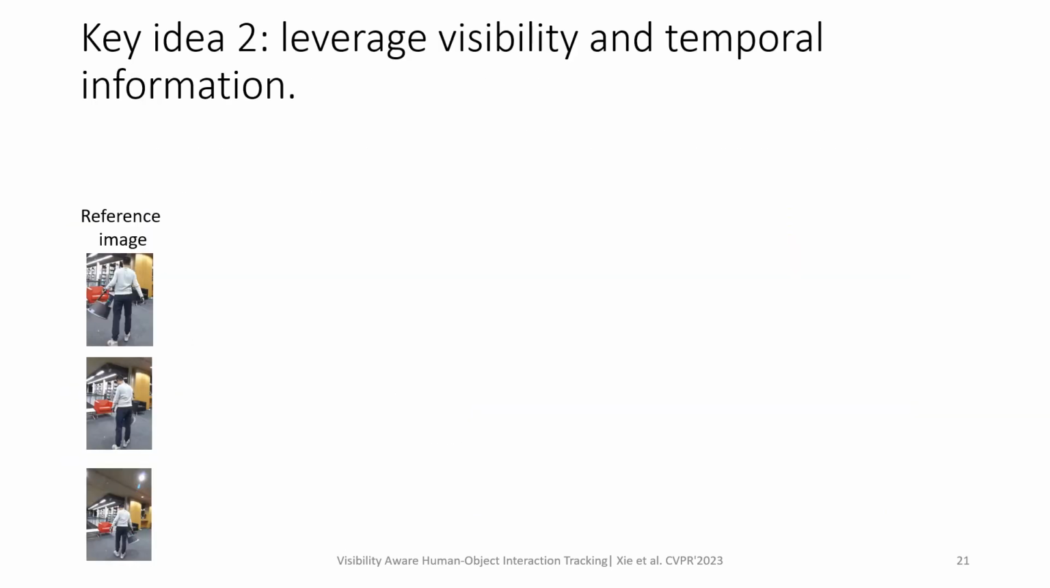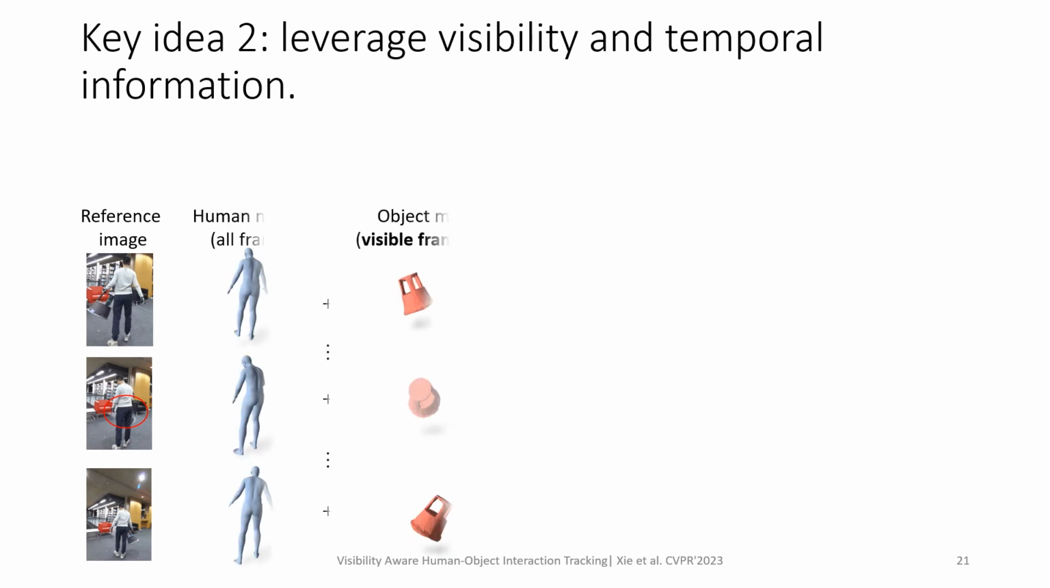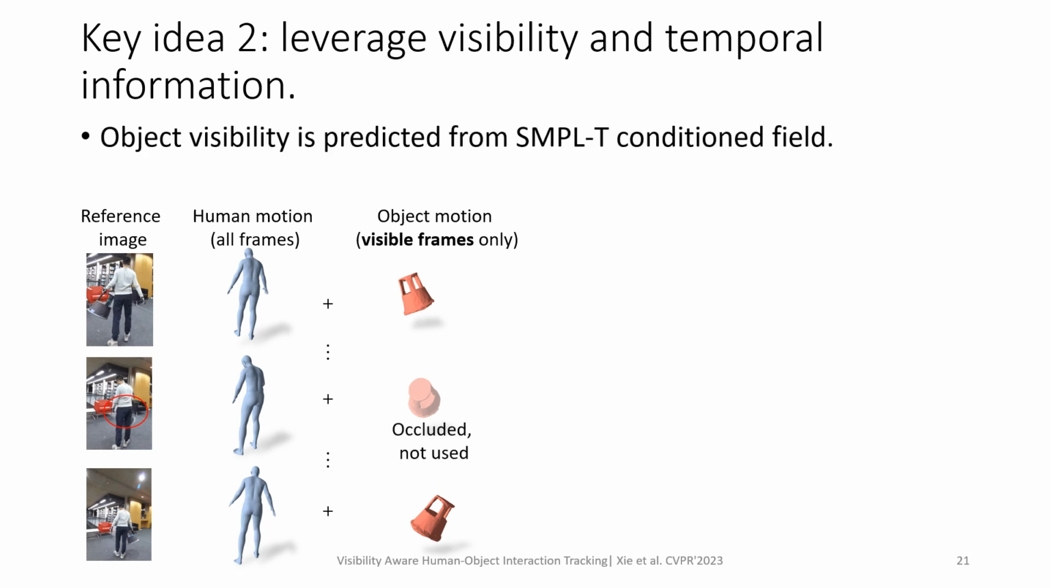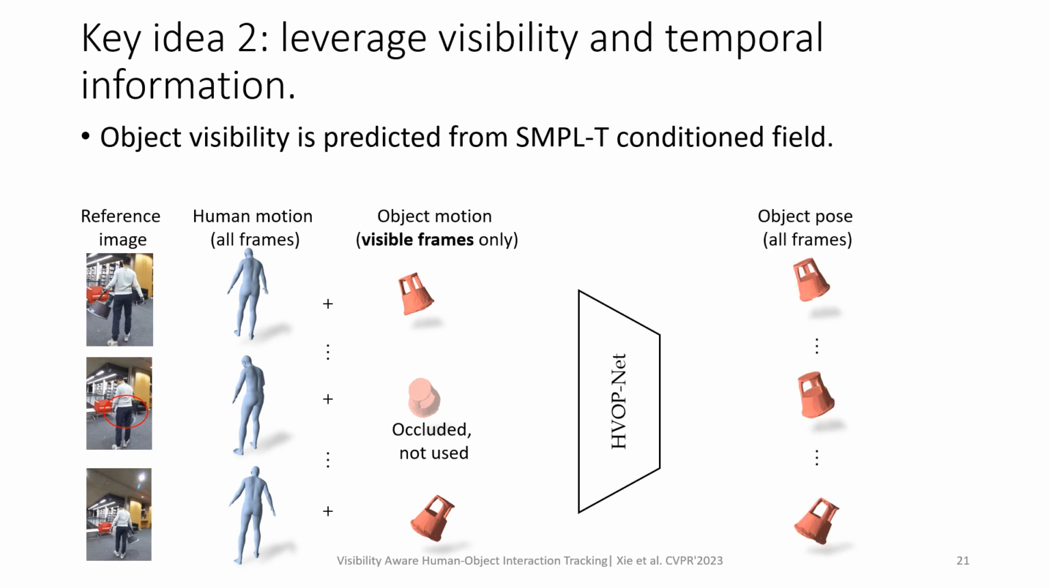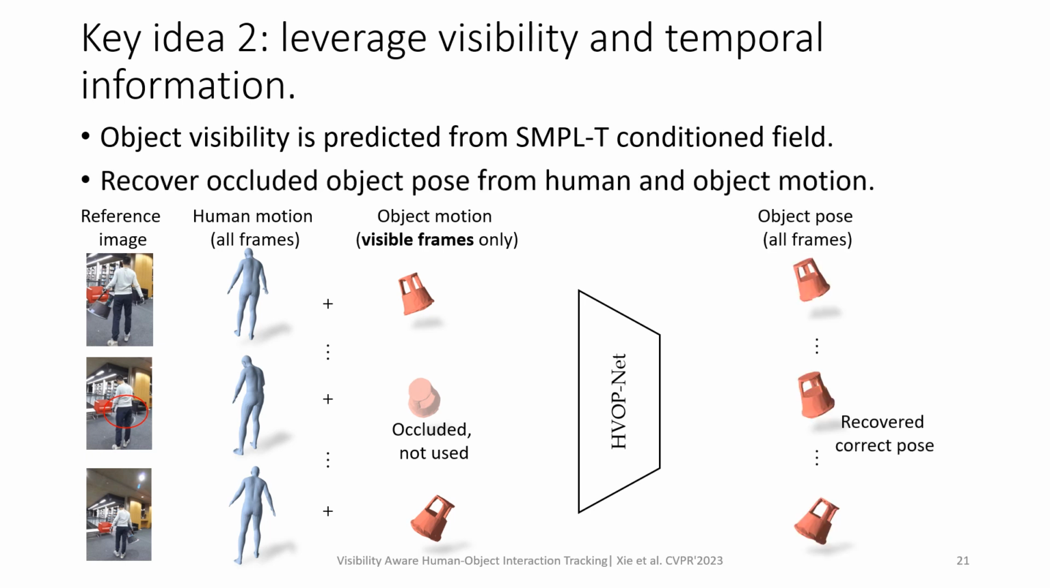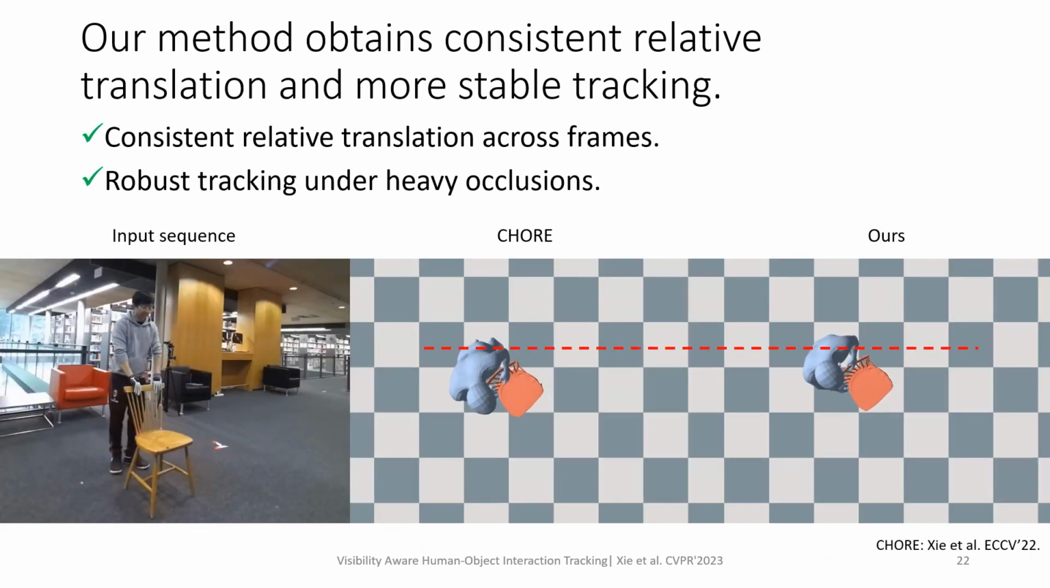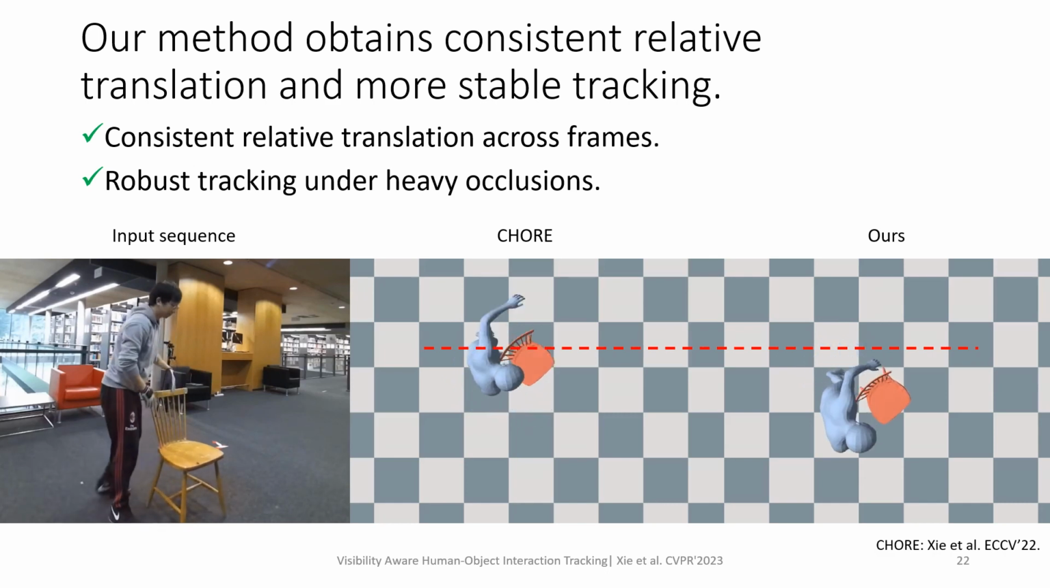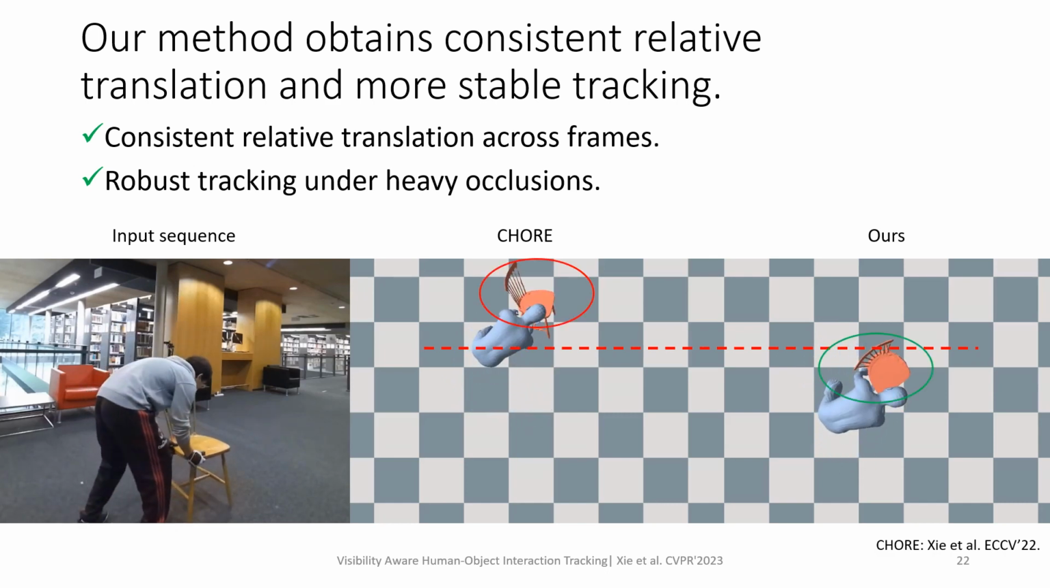To handle occlusion, we introduce a visibility-aware object pose prediction network. Given the human and object motion from all frames, we mask out the occluded object using the visibility prediction from SMPL-T. And then we use transformers to encode human and object features together to predict the object pose. This prediction helps us recover the occluded object. With our careful design, our method obtains more consistent relative translation and is more robust under heavy occlusions compared to CHORE.